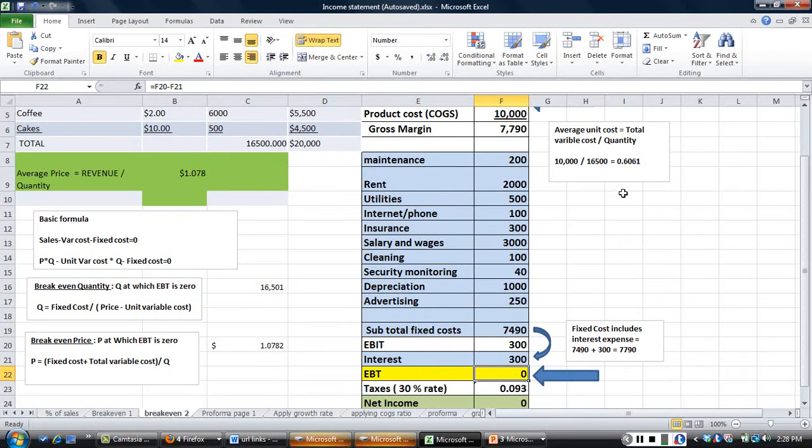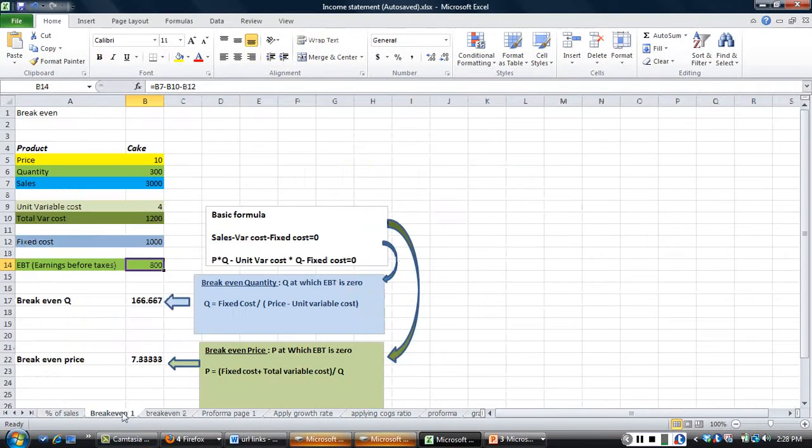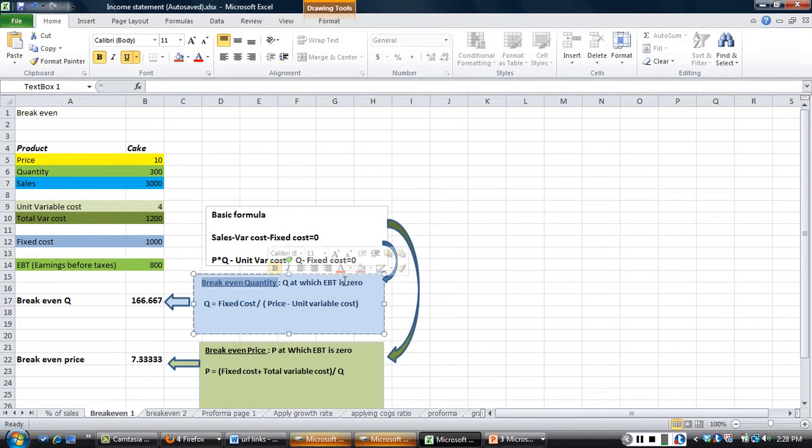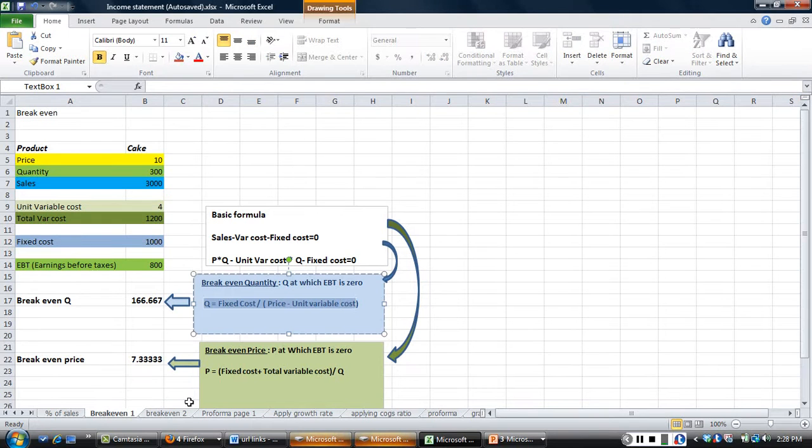So let me go over this one more time, because this may be a little overwhelming. Let's start again from the first one, the break-even, the easier one. The break-even quantity is a quantity at which the earnings before tax is 0. If I want to know the break-even price, it is a price at which EBT is 0. The formula for break-even quantity is right here. The formula for break-even price is right here.